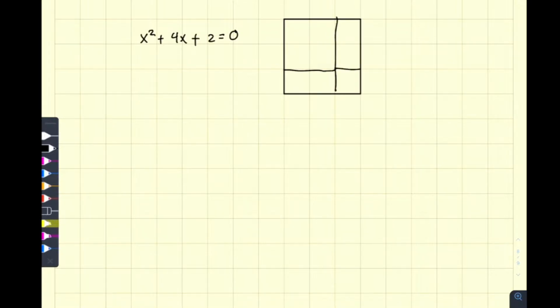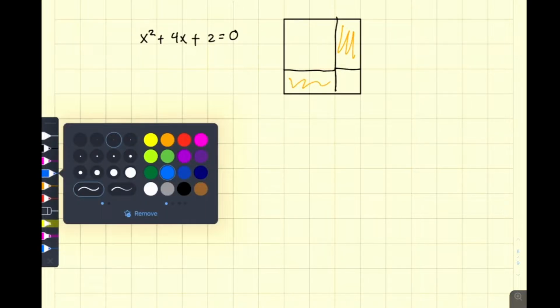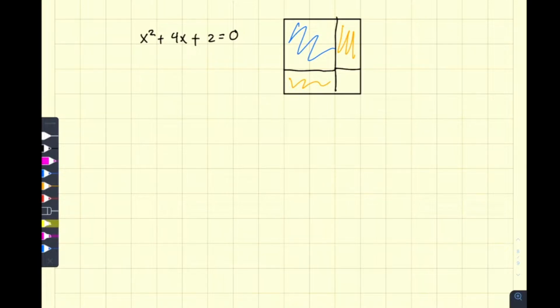This will also form two rectangles. I'm going to shade these rectangles orange and the bigger square blue and the smaller square pink. So let's say that this big square has a side length of x. And let's say that the orange width is half of the coefficient of the x, which in this case is 4. So this side length here would be 2, because 4 divided by 2 is 2.